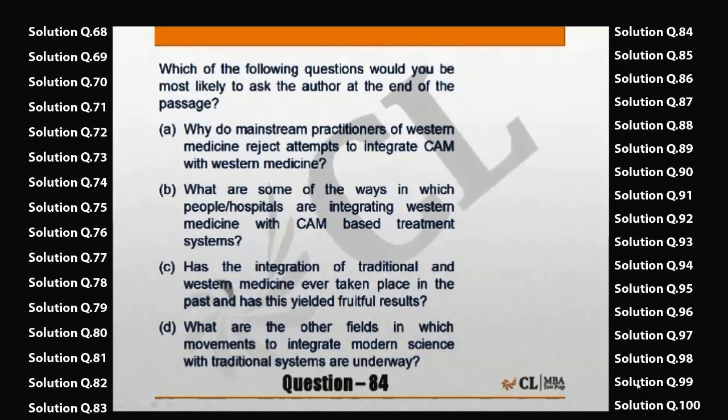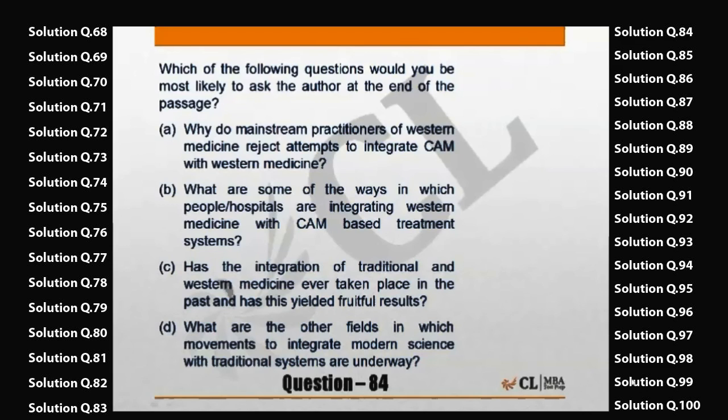For instance, option A presents a question that has already been answered in the third paragraph. If you were to pay attention, it says that why do mainstream practitioners reject attempts to integrate CAM? The reason has already been given in the passage. Option C can be ruled out because it refers to the past, whereas the passage talks about contemporary or present efforts to integrate Western medicine and CAM. Option D talks about other fields which have not been even mentioned in the passage at all, and this is why we can rule out option D.